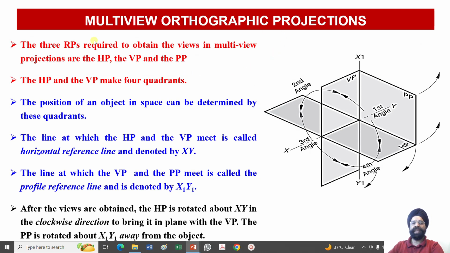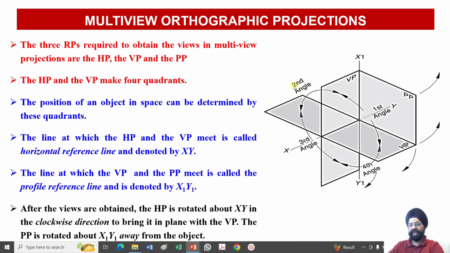Here you can see, as we say, these are multi-view projections. Obviously a single view is not produced to give you the complete details of the object. In multi-view projections we draw a minimum of two views, or in certain cases even three views of the object, and these views are the front view, top view, and the side view.